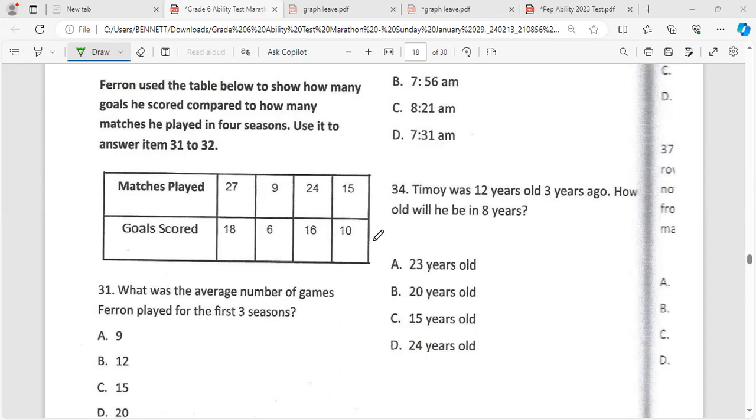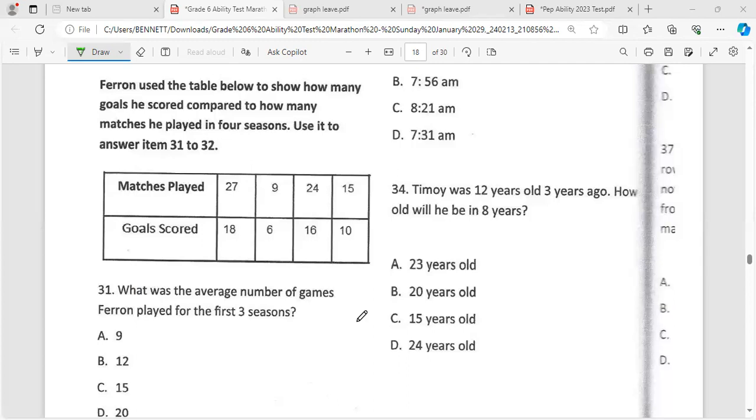So, how do we approach? Ferran used the table below to show how many goals he scored compared to how many matches he played in 4 seasons. This is football stats. Remember, statistics is one of the more realistic topics in maths, right? We can relate to it.